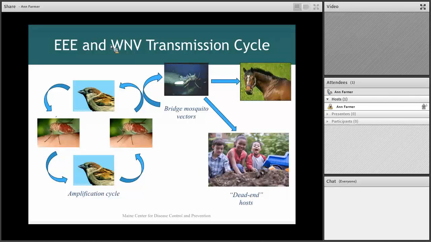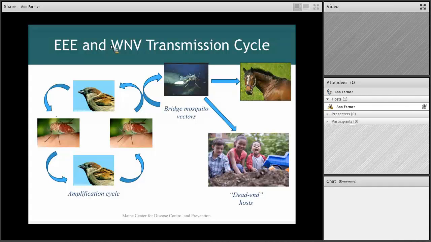This is the transmission cycle. So humans are not the reservoir for Triple E and West Nile. Birds are actually the reservoir. So the bird will get infected with Triple E or West Nile virus, and the mosquitoes will pick up the virus from the bird when they feed on it. When the mosquito feeds on another bird, the mosquito will transmit the disease.